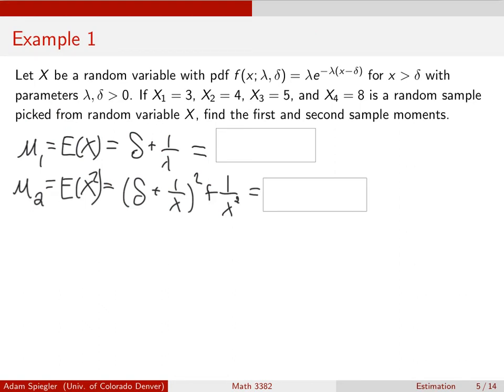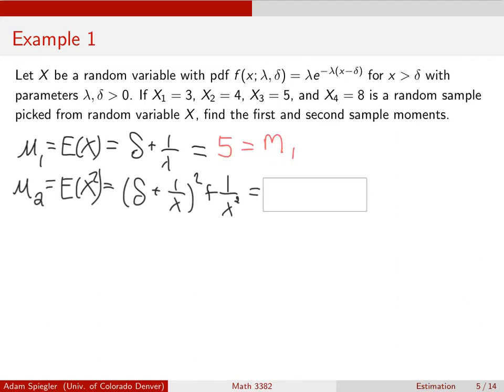Okay, so we previously took a look at the random variable x that had this PDF function, lambda e to the minus lambda (x minus delta). This involved two different parameters, delta and lambda. So if we're going to use the method of moments to estimate the values of lambda and delta, we're going to want to set up a system of two equations, comparing the first and second theoretical and sample moments. A couple of slides ago, we found the first and second theoretical moments for this random variable x, and then we calculated the first and second sample moments.